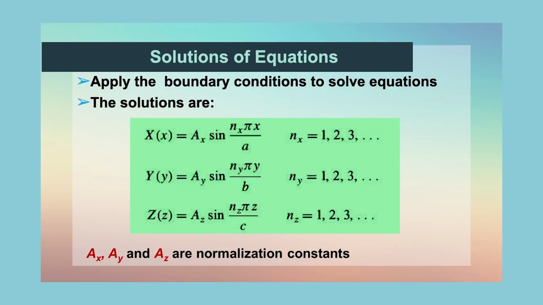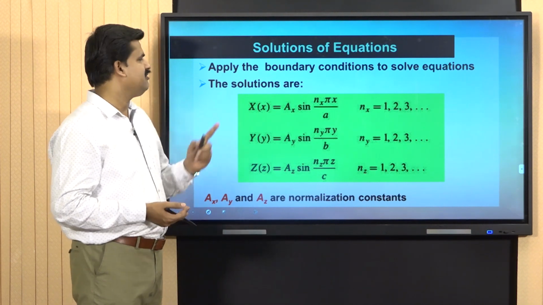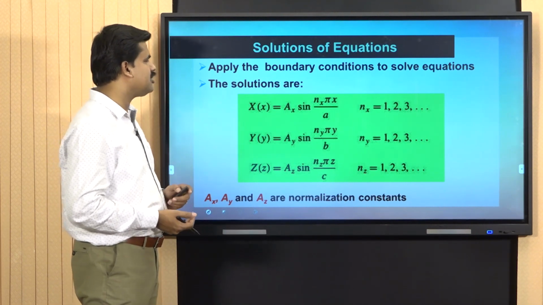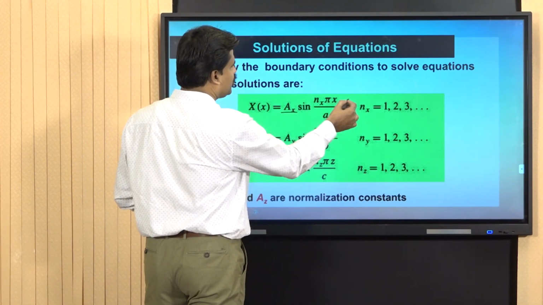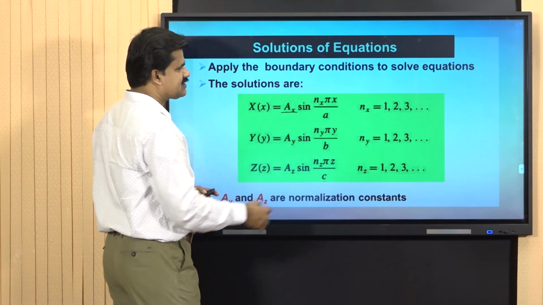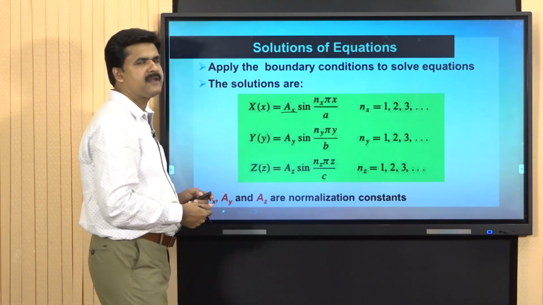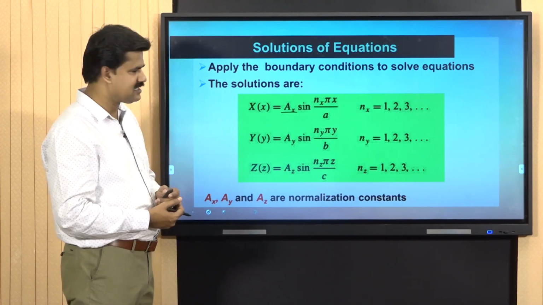On applying the boundary conditions, for example, the boundary condition along x direction is 0 less than or equal to x less than or equal to a, and solving the x equation, we get X of x equal to Ax into sin n pi by a into x. For convenience, n is just put as nx, where nx is the quantum number along x direction, and it can have values 1, 2, 3, etc.